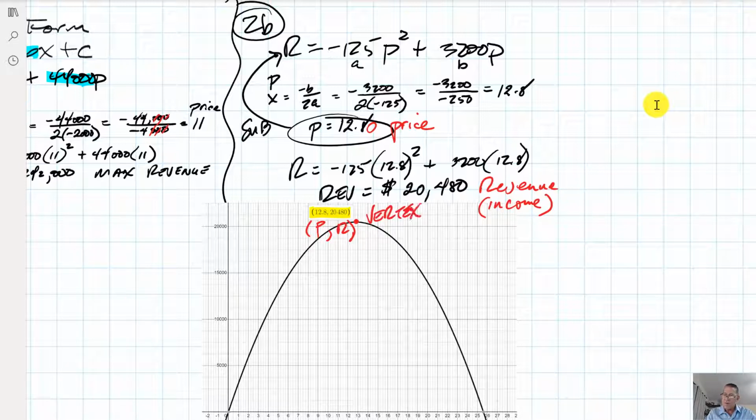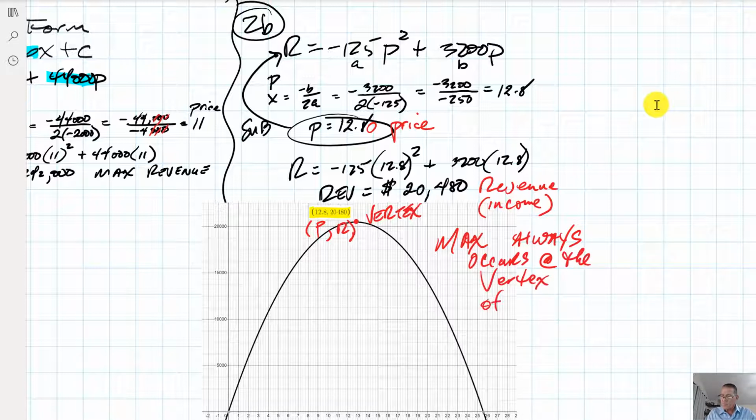So let's write that down again. Max always occurs at the vertex of the parabola. Major concept right there, guys. So we can do it by hand and we could use Desmos.